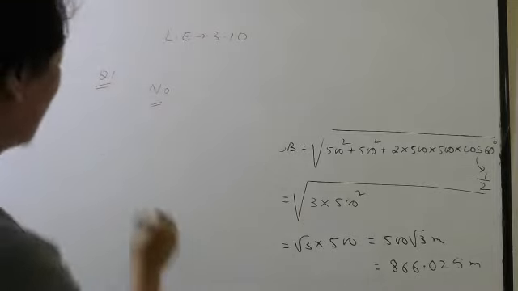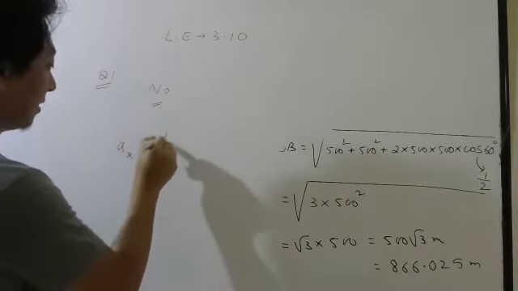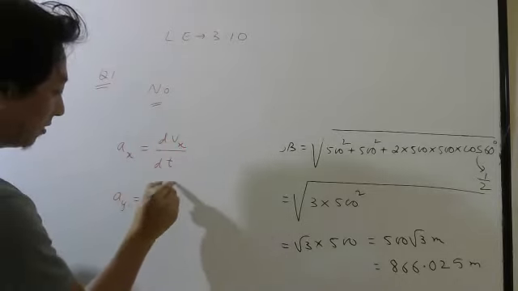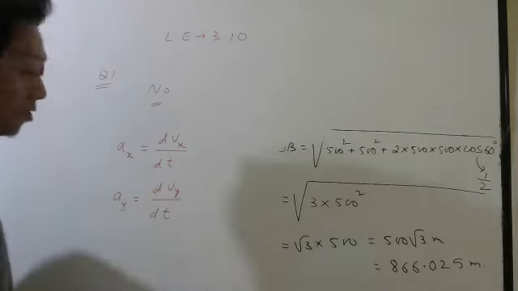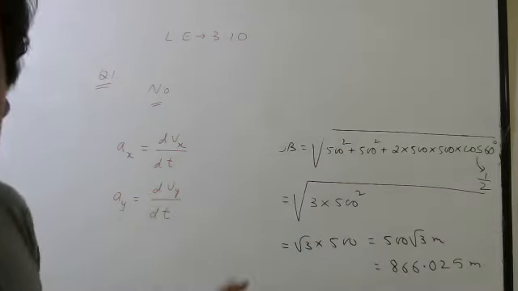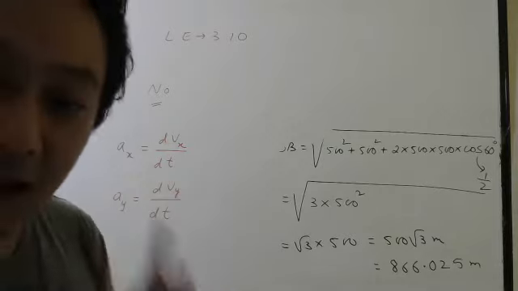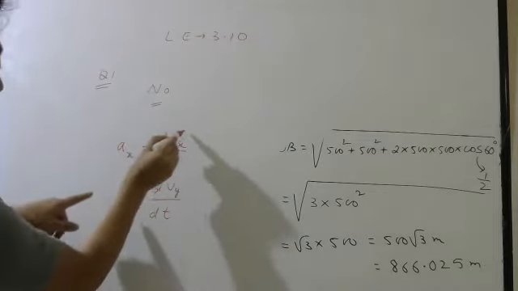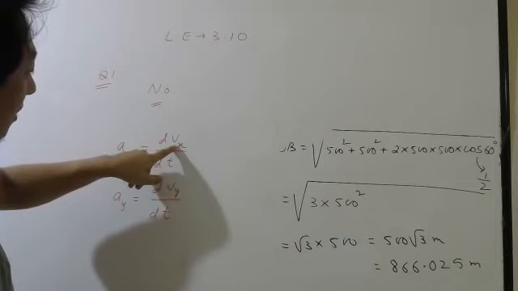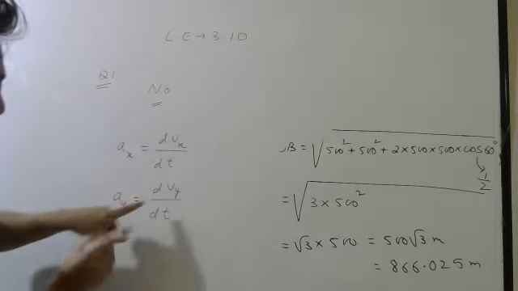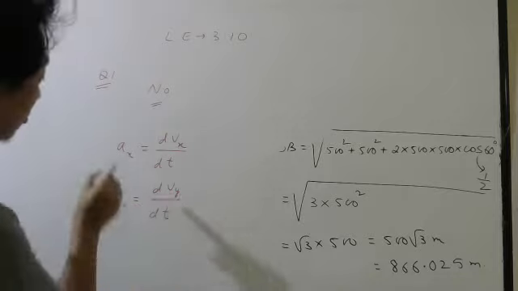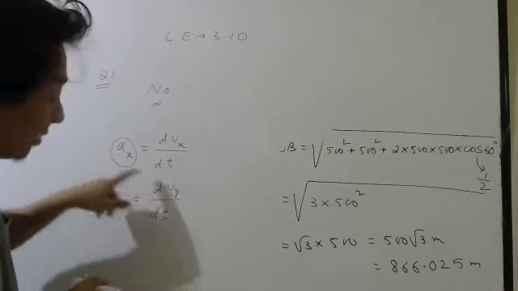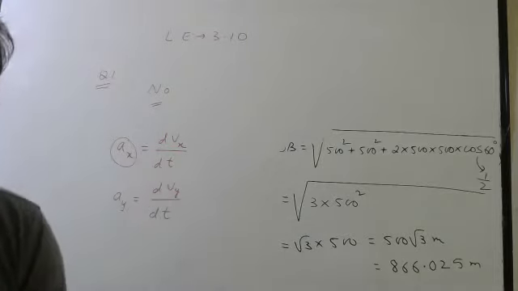Right? Reason is very simple. Acceleration along x-axis will be dvx by dt, and acceleration along y-axis will be dvy by dt. I hope everybody remembers these two formula. These are the formula for instantaneous acceleration along x-axis and along y-axis. So this acceleration means x component of velocity will change, and this acceleration means y component of velocity will change. So just because this is there doesn't mean this will change. Okay, so I hope that is very clear.